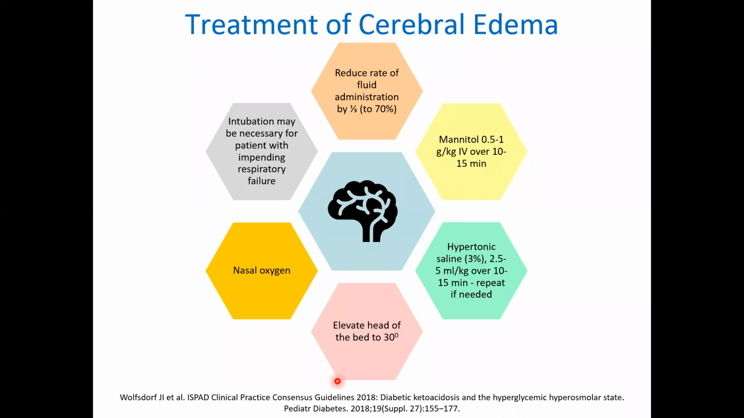So how do you manage the patient if you suspect cerebral edema? Of course, the first thing is to reduce the rate of fluid administration to about 70%. Then you can use mannitol or hypertonic saline. Elevate the head of the bed to 30 degrees, put the head in the midline. You may need to give nasal oxygen if they're hypoxemic, and occasionally intubation may be required if the patient has impending respiratory failure.